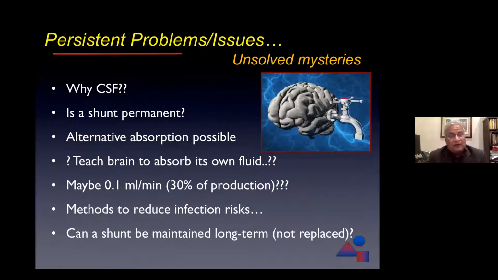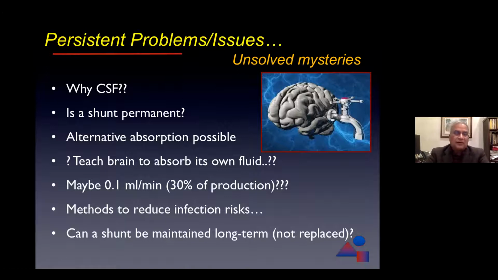Is there a way we can teach somebody to absorb 0.1, 0.2 mil of CSF per minute? I'm sure it's not that much. If you think of a syringe, it's a small amount of fluid. We have not yet spent enough resources in teaching the brain to absorb its own fluid. We can find better ways to reduce infection risks. We have so many protocols. We have so many methods.